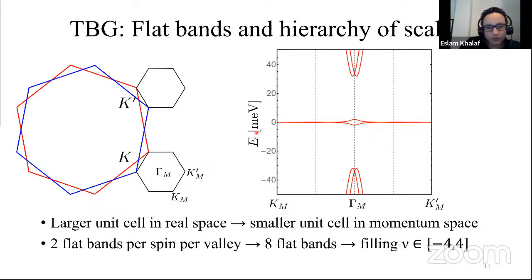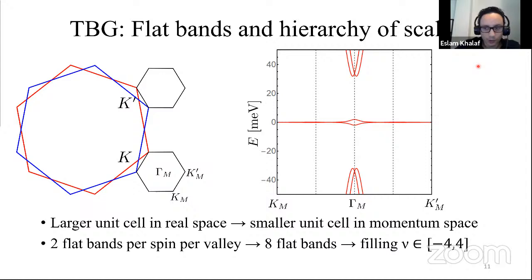But it's important to note here that this band structure is actually the band structure for a single one of these. In order to describe the whole physics, we need to take into account these two. They're called the valleys. We also need to take into account the spin degrees of freedom. So in total, we have 8 flat bands. And as I showed you earlier in some of the plots, we can denote their filling by a real number that goes from -4 to +4. So -4 is completely empty and +4 is completely full. Some people use a different convention where this goes from -1 to +1, but for the rest of the talk, I'll just use this convention.